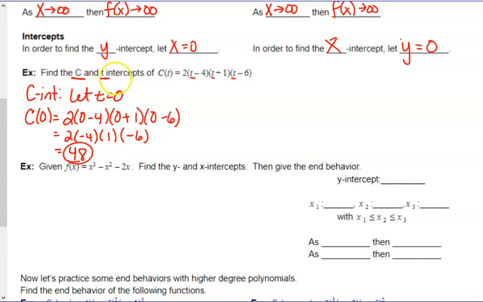Now, when I ask to find the t-intercepts, again, we let the other piece equal 0. So this time we're going to let C equal 0.